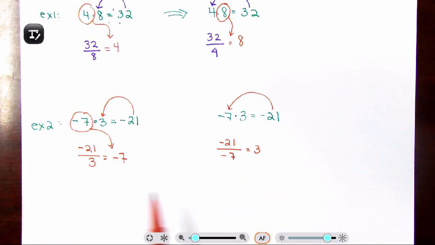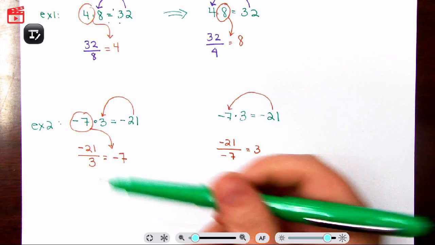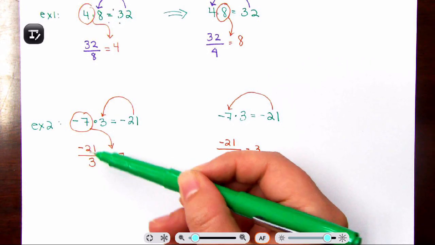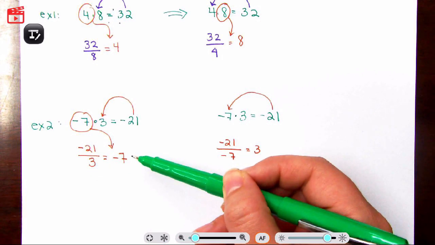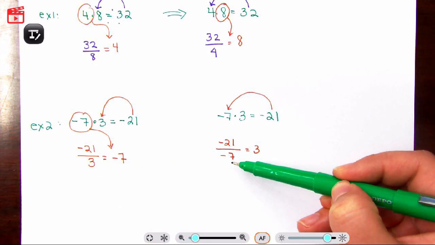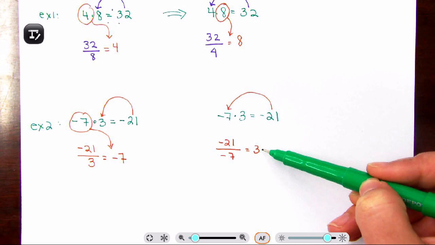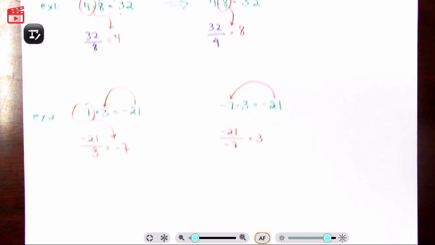Now notice how both of these are extremely different because of their signs. For example 2, I have a negative divided by a positive. The signs are different. My answer is negative. I have a negative divided by a negative. My signs are the same. My answer is positive. Let's do one more example.